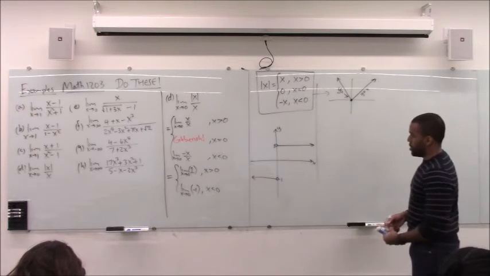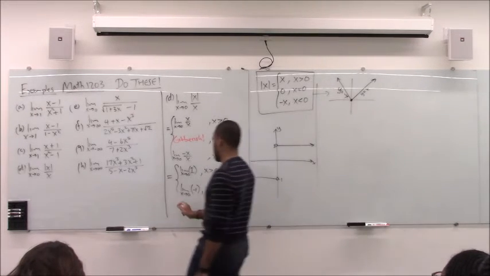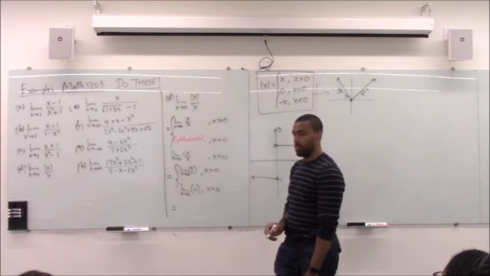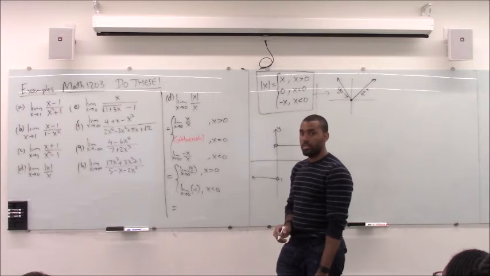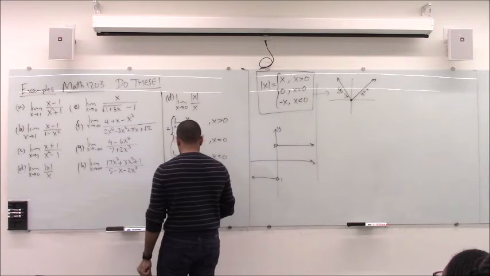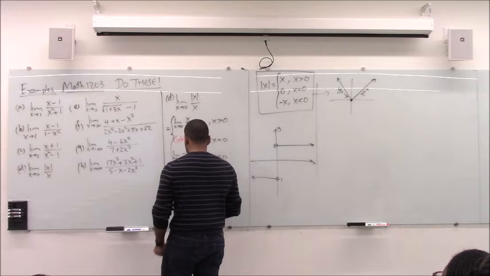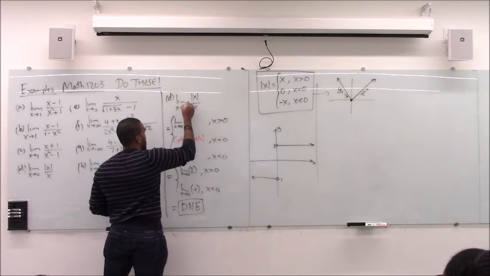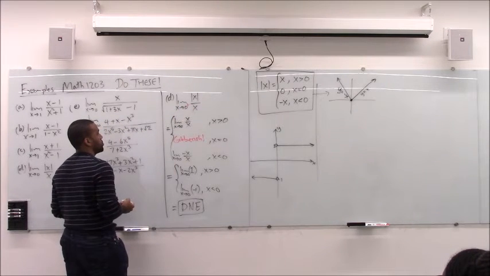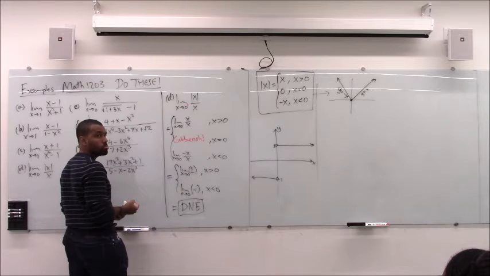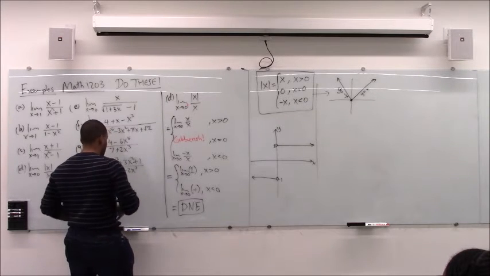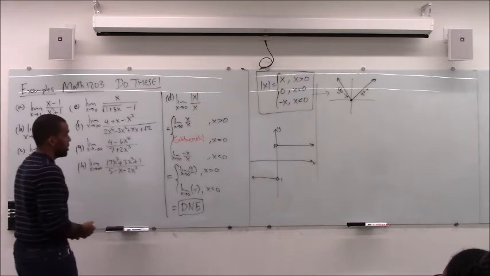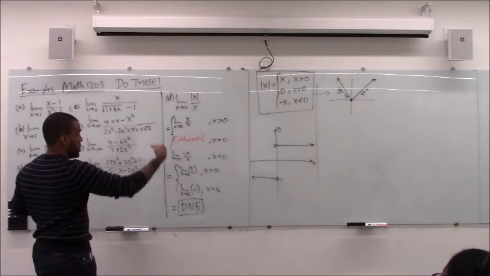So now that we know what the graph looks like, what's the answer? Does not exist. The end. What if I put a little plus sign in? It would be 1. With a little minus sign, it would have been negative 1. Without anything, it does not exist, because on the right side and the left side, it's doing something different.